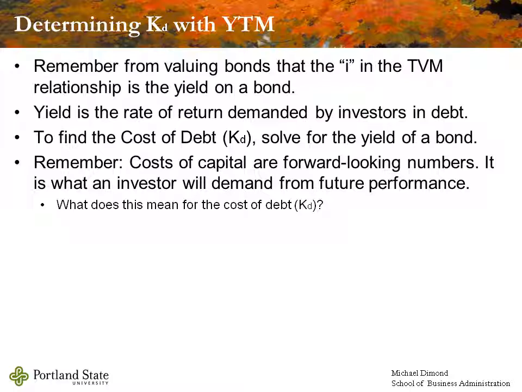When we're solving for KD, we're going to solve for I in our time value of money relationship. We'll use our financial calculator and solve for I, annualize it if necessary, and this will give us the interest rate that a company would face if they were going to borrow money right now. In other words, our costs of capital are forward-looking numbers. It's what an investor will demand from future performance. Therefore, if the company were to go out into the open market and raise funds, this would be the rate of return which investors would demand on that money right now.